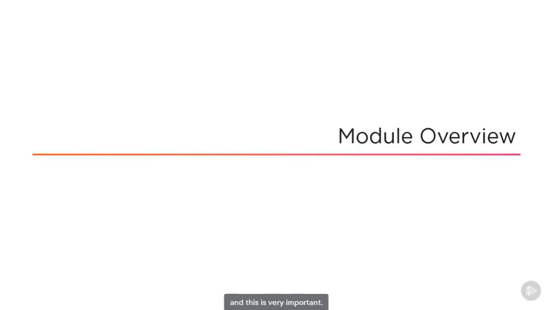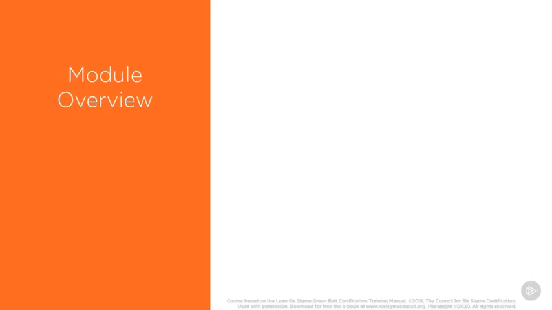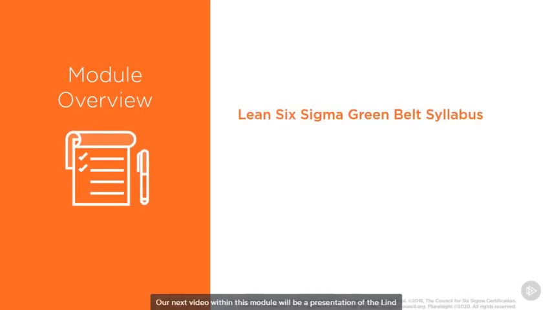However, and this is very important, download and review the official training manual before taking the exam. You probably know this already, but the official training manual is a free-to-download PDF, which you can find at sixsigmacouncil.org. Our courses are a faithful reproduction of all manuals available at the Council for Six Sigma Certification. Our next video within this module will be a presentation of the Lean Six Sigma Green Belt Certification Exam syllabus.